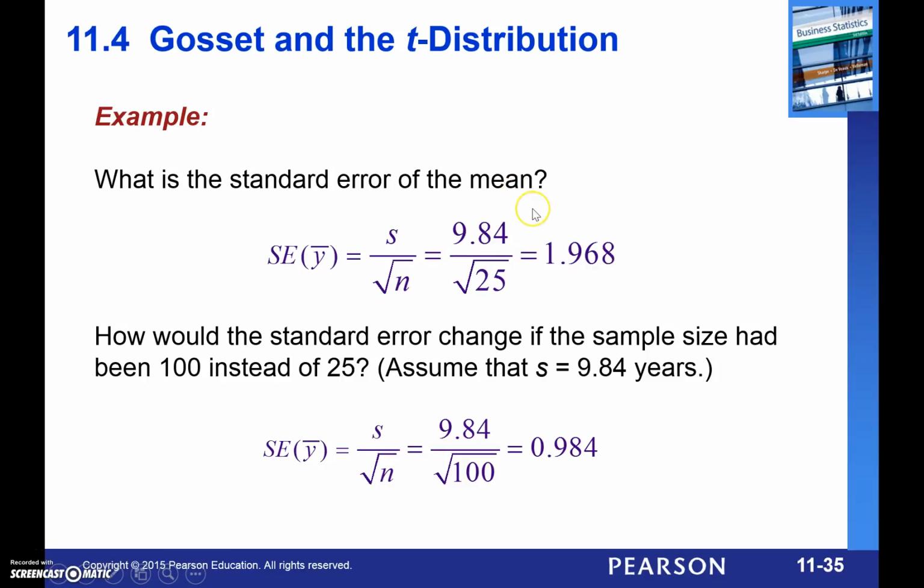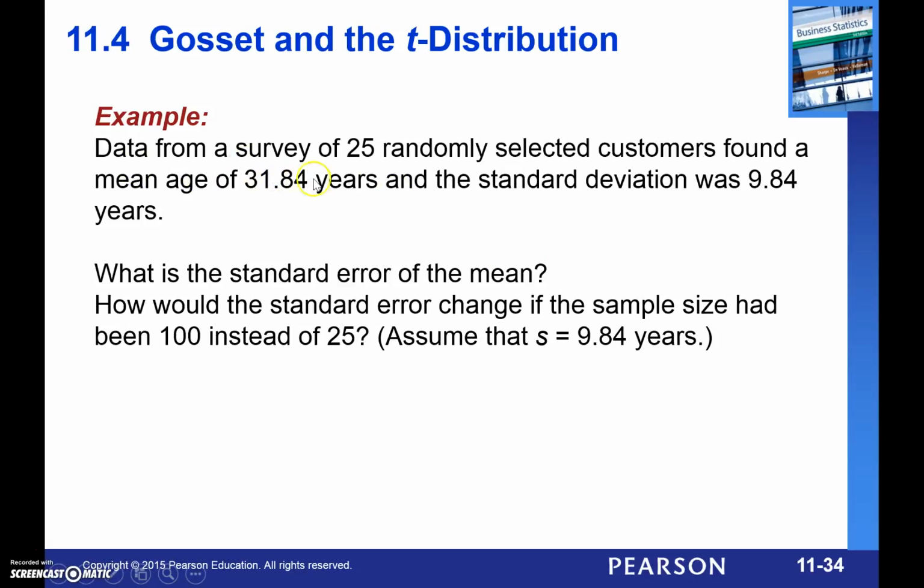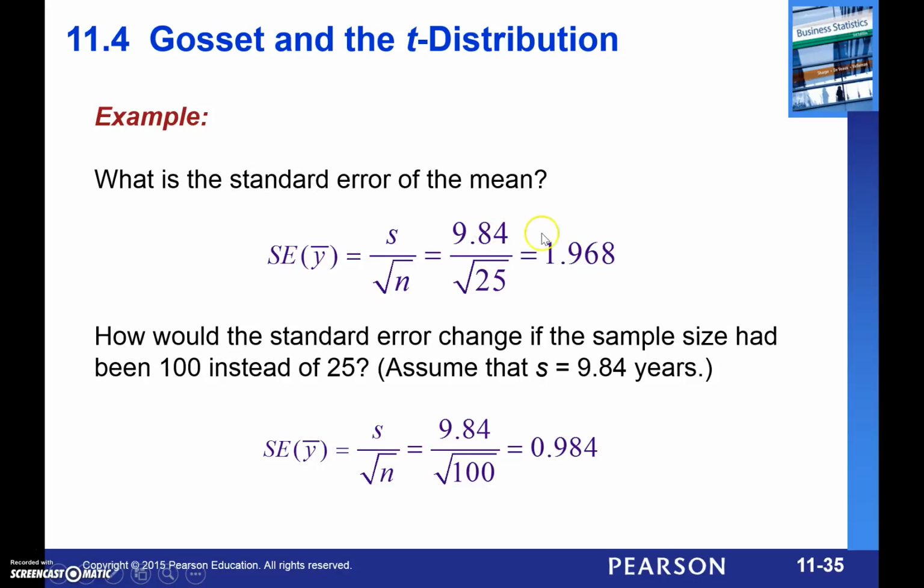The mean age would be around 31 years. Okay, 31 years plus or minus 2 years. So people would probably be between 29 and 33, that sort of thing.